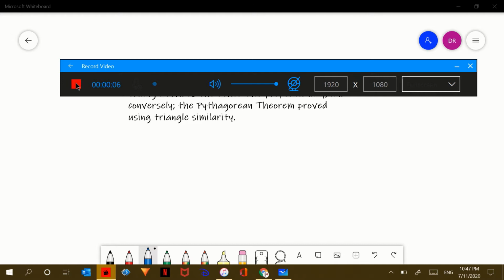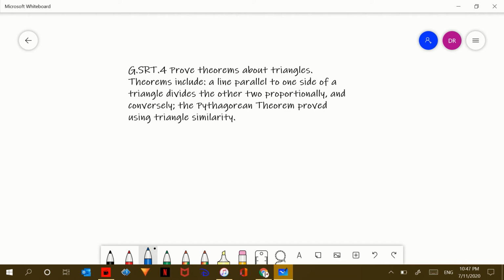In this video, I will be proving theorems about triangles using similarity. Okay, let's begin. A line parallel to one side of a triangle divides the other two proportionally. So let's begin with that.